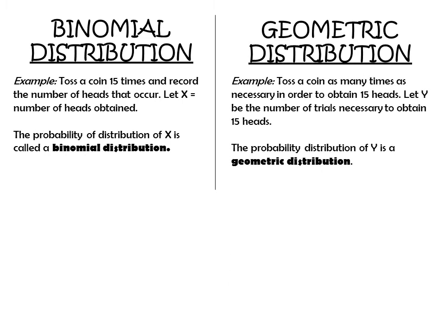A geometric distribution, on the other hand, looks like this. An example would be toss a coin as many times as necessary in order to obtain 15 heads. Let Y be the number of trials necessary to obtain 15 heads. The probability distribution of Y is a geometric distribution.